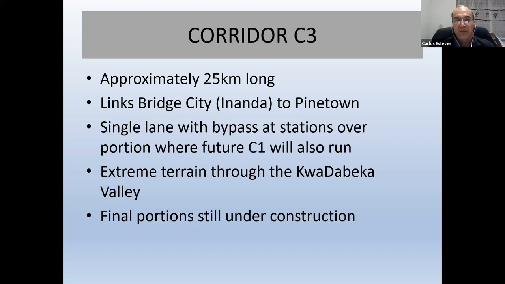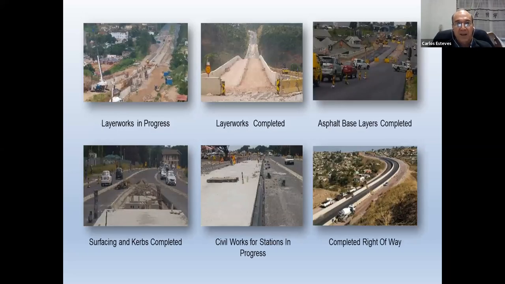A few fuzzy photographs. The layer works in progress. Just to highlight, we were at one stage spending 100 million rand a month. That's right, 100 million rand a month. We had 9 contracts going simultaneously. And eventually the expenditure was of the order of 2.8 billion rand for the infrastructure.